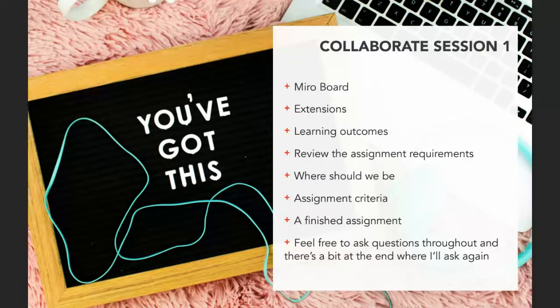So we're going to talk about Miro board, extensions, and learning outcomes. We're going to review the assignment requirements, where we should be, and what the criteria are, and then we'll have a look at a finished assignment. So feel free to ask questions throughout, and then there's a bit at the end where I'll ask again.